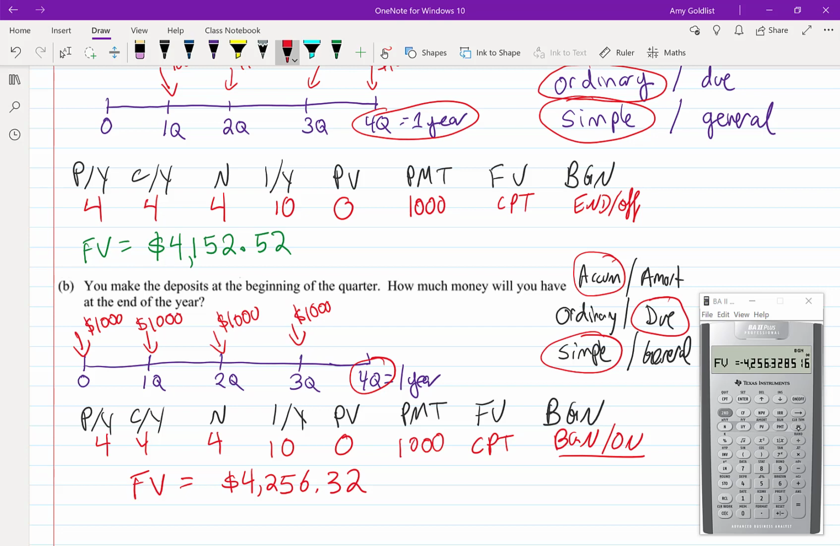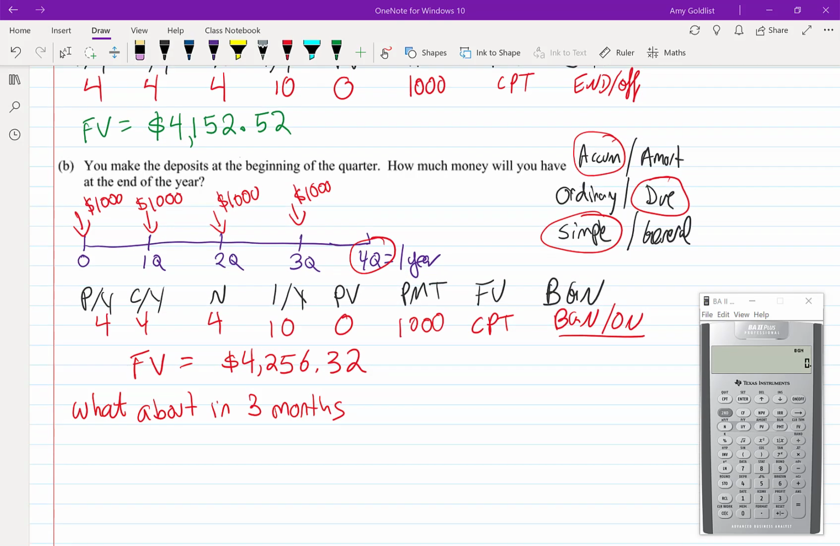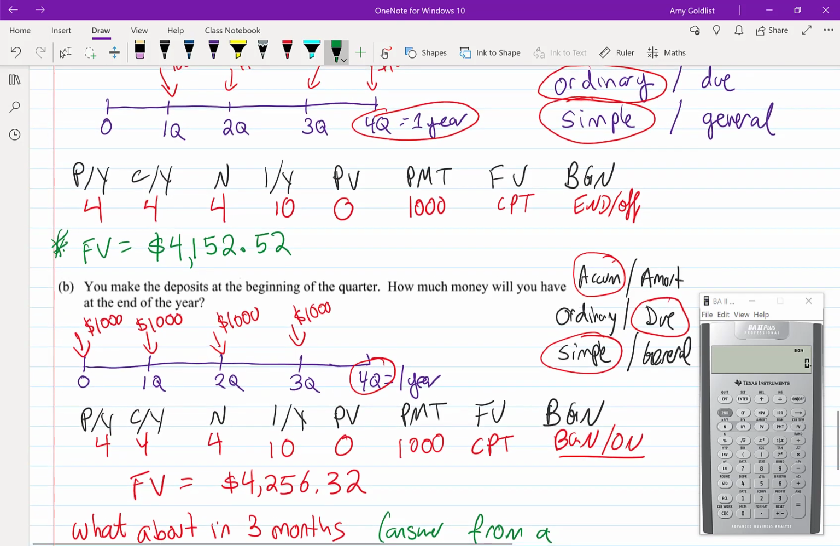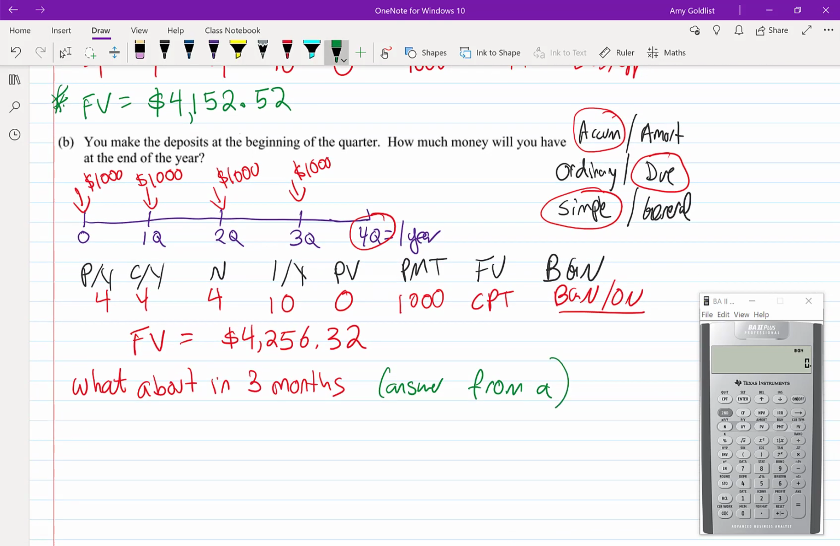How much money do I have in 3 months? What about in 3 months? This time I'm going to take my initial answer from A and see what happens 3 months after the scenario from A ends, so at the 5th quarter. So I'm going to just use my equations here instead of the compound using the calculator, but you can do whichever you would like to do.